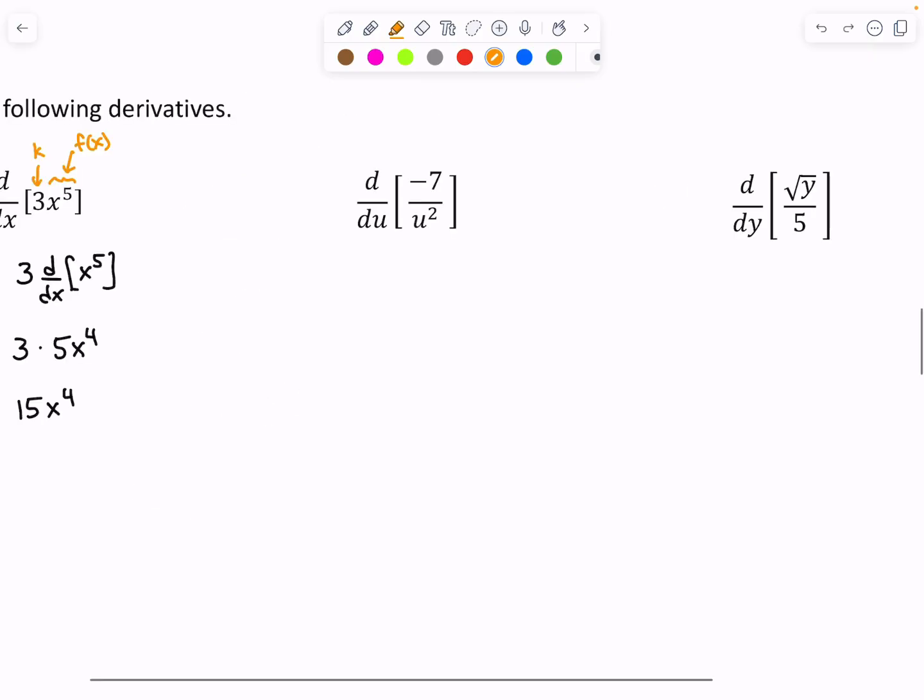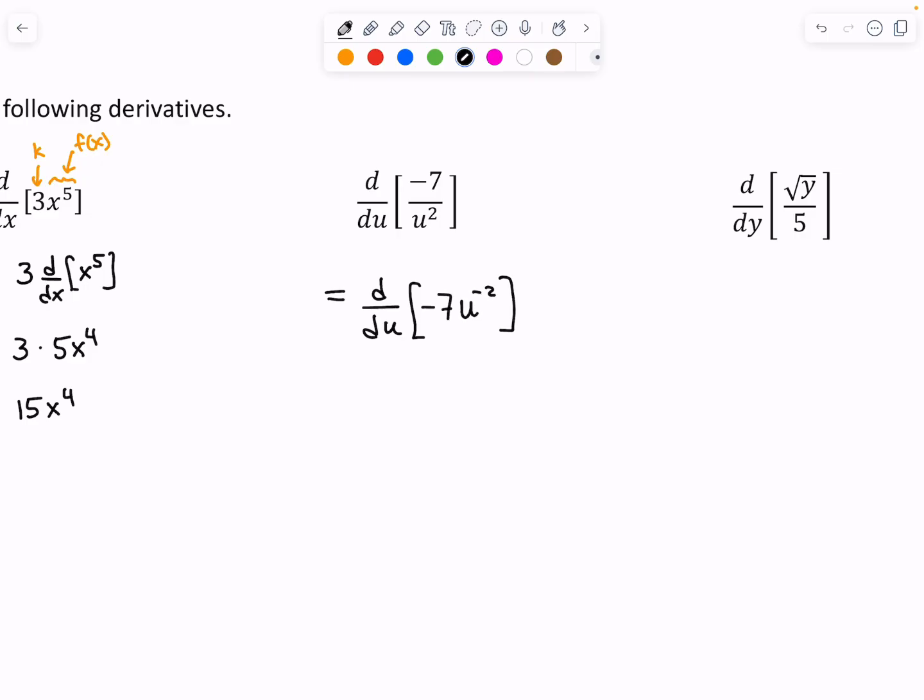so dropping from 5 to 4. All right, this middle case, differentiating with respect to u, and there's our independent variable u there. I have a negative 7 over u squared. You're going to want to rewrite this before you differentiate. So we have the derivative with respect to u of, I'm going to move that u up with a negative power, so we have negative 7 times u to the minus 2.